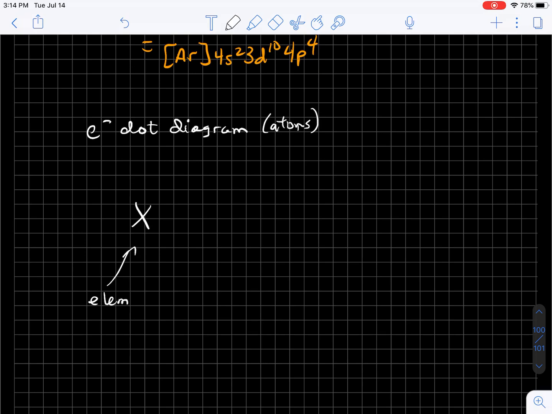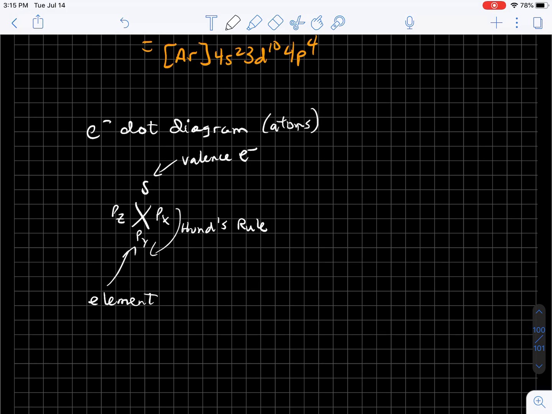X stands for the element that you're dealing with. Your valence electrons go around the element X. So you put your s electrons there, your px to the east, py to the south, and pz to the west, and you fill them in accordance with Hund's rule. So if you have valence electrons, they spread out px, py, pz before going back to the px.